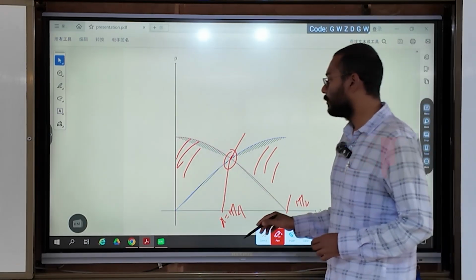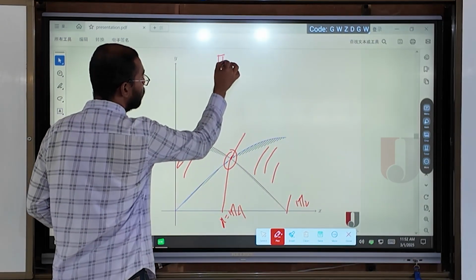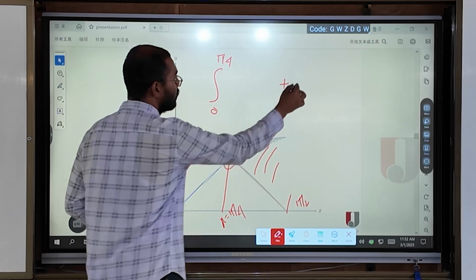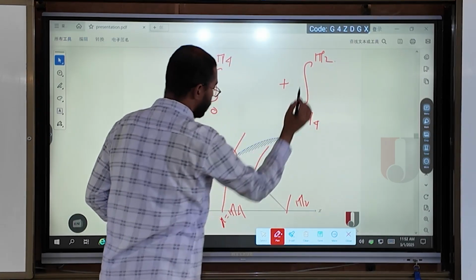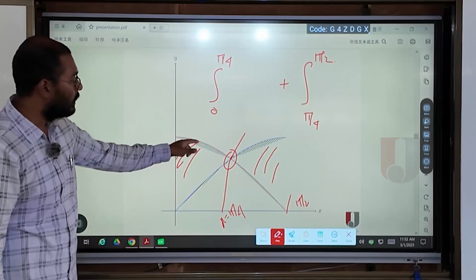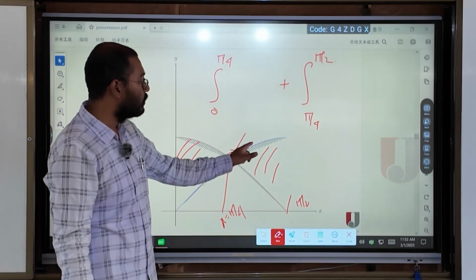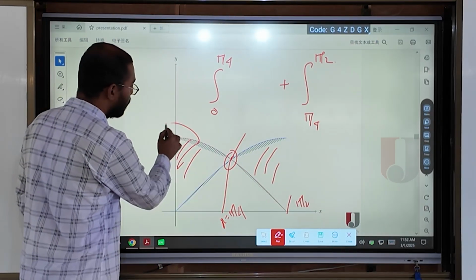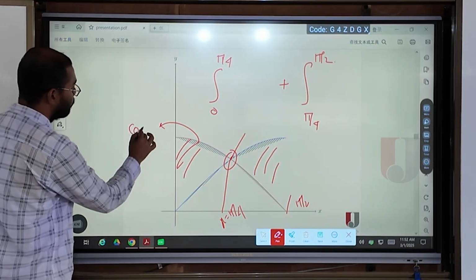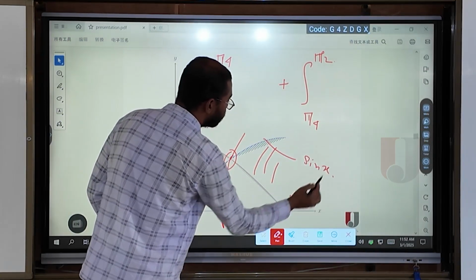Okay. So how to compute? It's a very simple thing. Listen, 0 to pi by 4, and another is pi by 4 to pi by 2. Now we have to understand in that curve which curve is above and which curve is below. Now this is the red line curve, that is actually the cos x curve, and this is the blue line curve, this is the sin x curve. Okay.